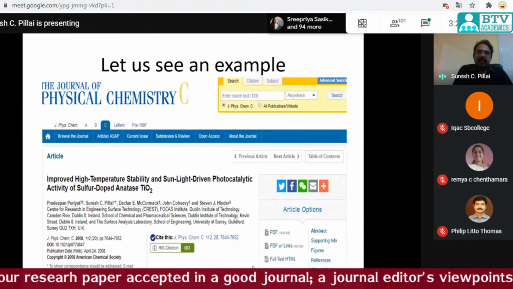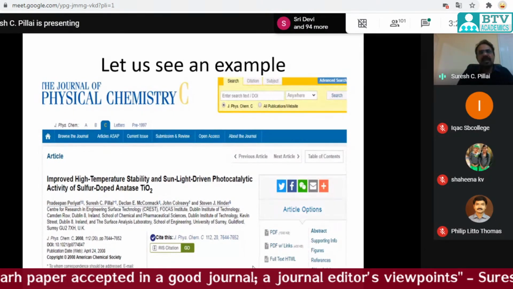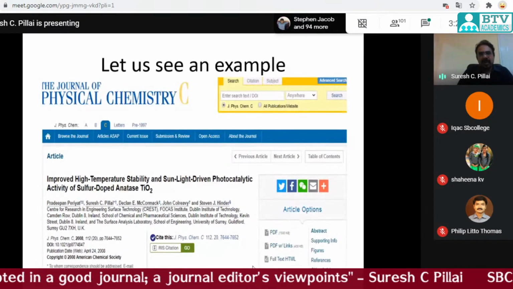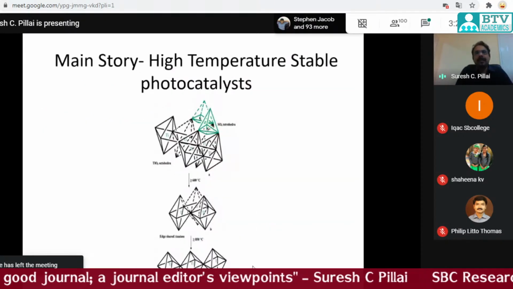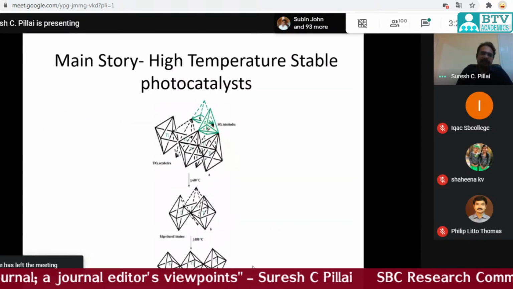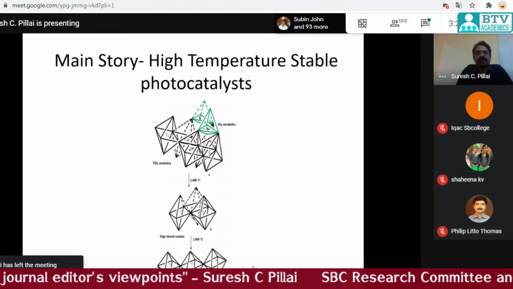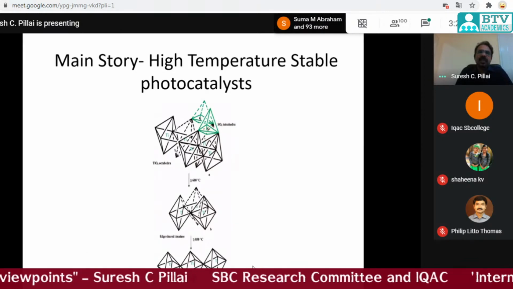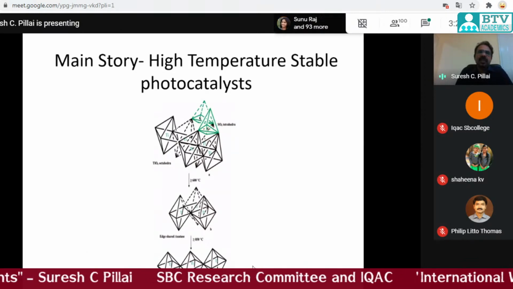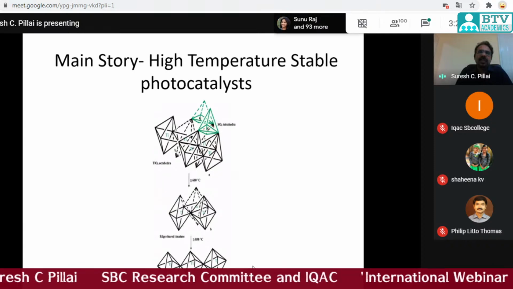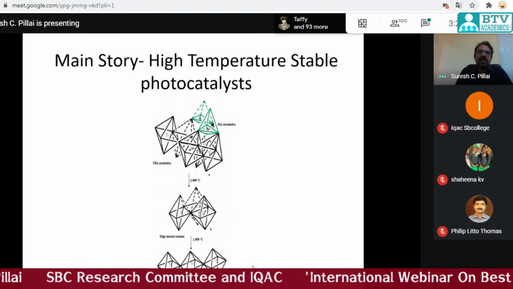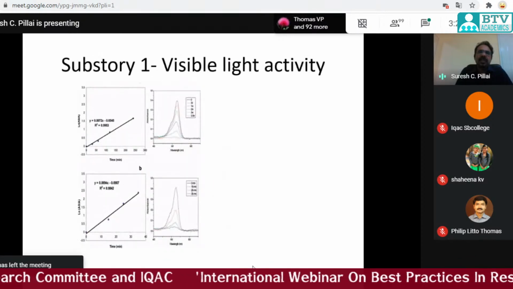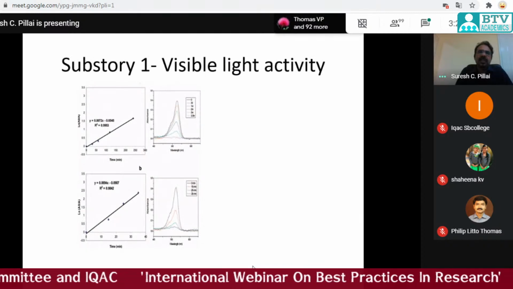Don't look into the technicality of the paper. Just understand that this paper showed two properties, and the most important property was the high temperature stability. So that was unique. So the main story of this paper was the development of high temperature stable photocatalysts. So that was the main part of the story. And then the main sub-story is the visible light activity.